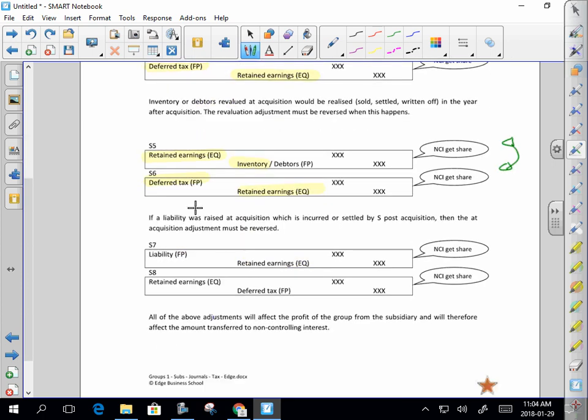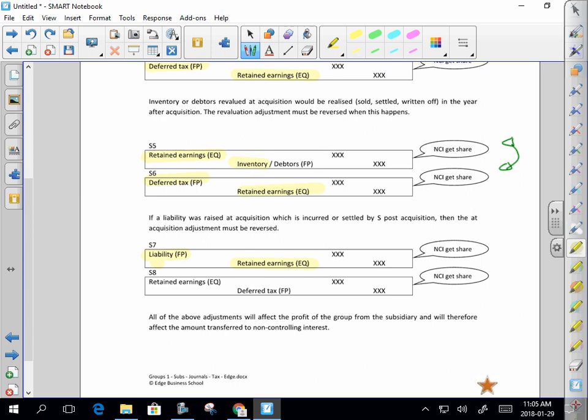At acquisition, if we had valued a liability upwards, what could happen in a subsequent year? That liability could be paid, or it could be settled if it's a court case, something like that. And when a liability gets settled, what do you do? You reverse the liability. Debit the liability, credit whatever expense it is that you debited in the separates of the subsidiary. And once again, that entry could be the other way around.